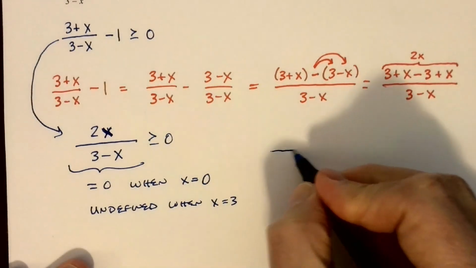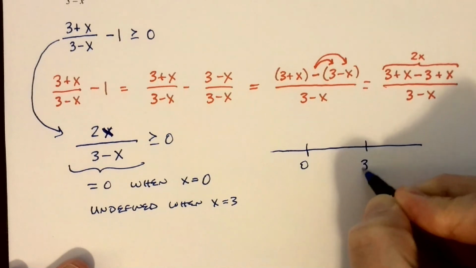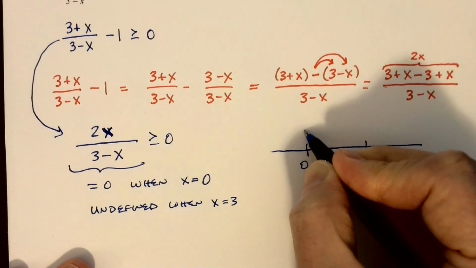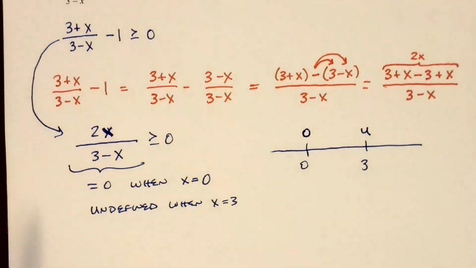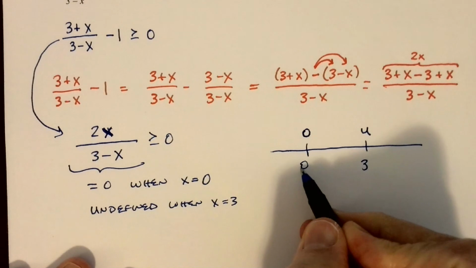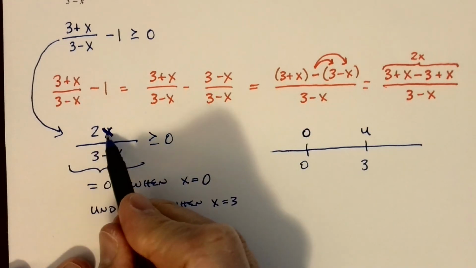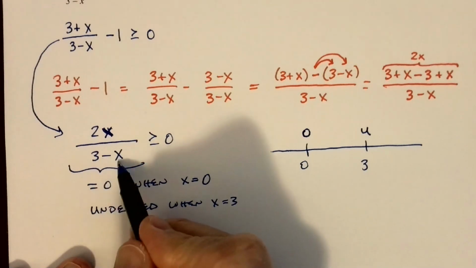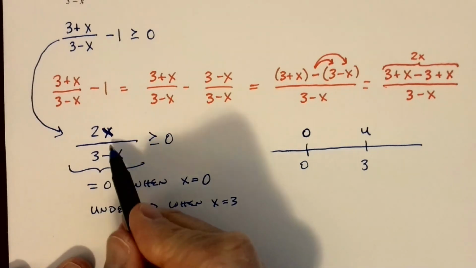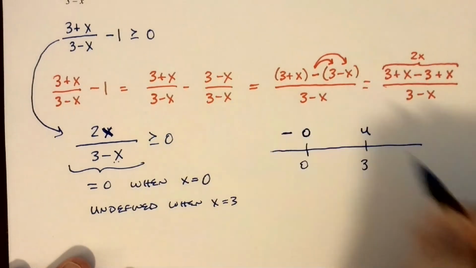So when I go to the sign check here, x is 0 and x is 3. I know at 0 the rational function will be 0. At 3 it's undefined. I do my sign check again for values less than 0. If I put a negative number in, like negative 1, I get negative 2. 3 minus a negative 1 is positive 4. So negative divided by a positive is going to be a negative number.